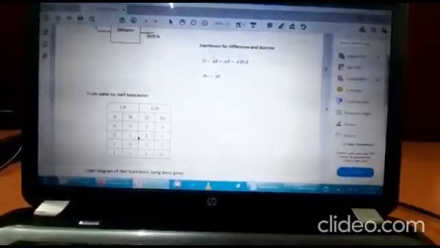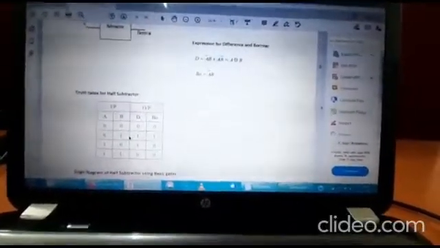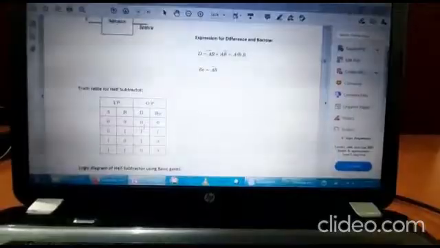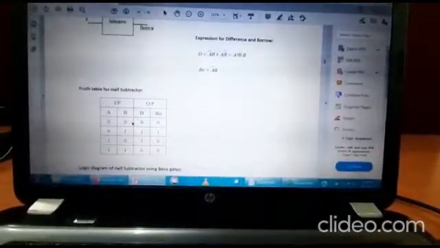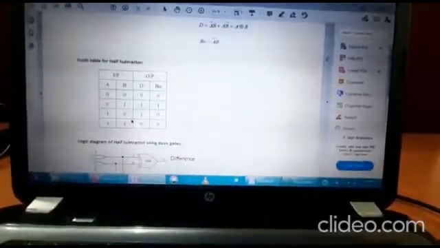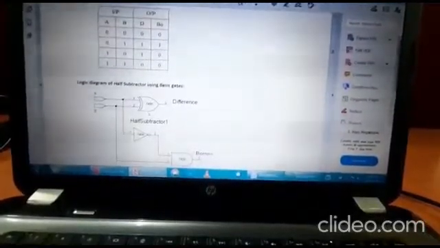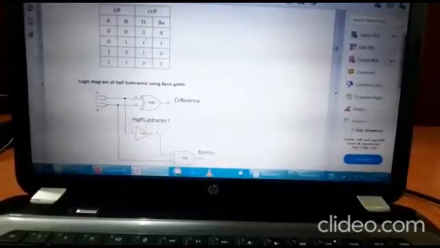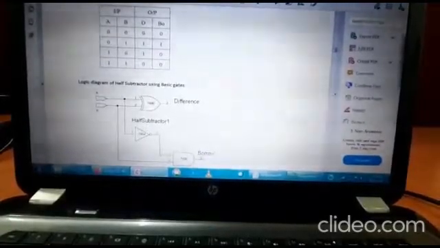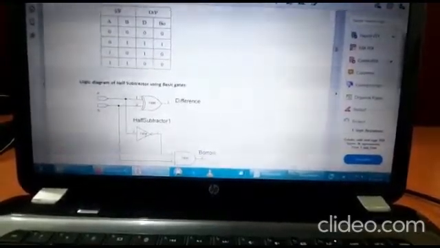The half subtractor does not take the borrow into account, whereas the full subtractor does, so you have three inputs for a full subtractor as well. Looking at the logic diagram of the half subtractor using basic gates, you can see you have just one additional inverter at the input of this AND gate. The other circuitry remains the same.